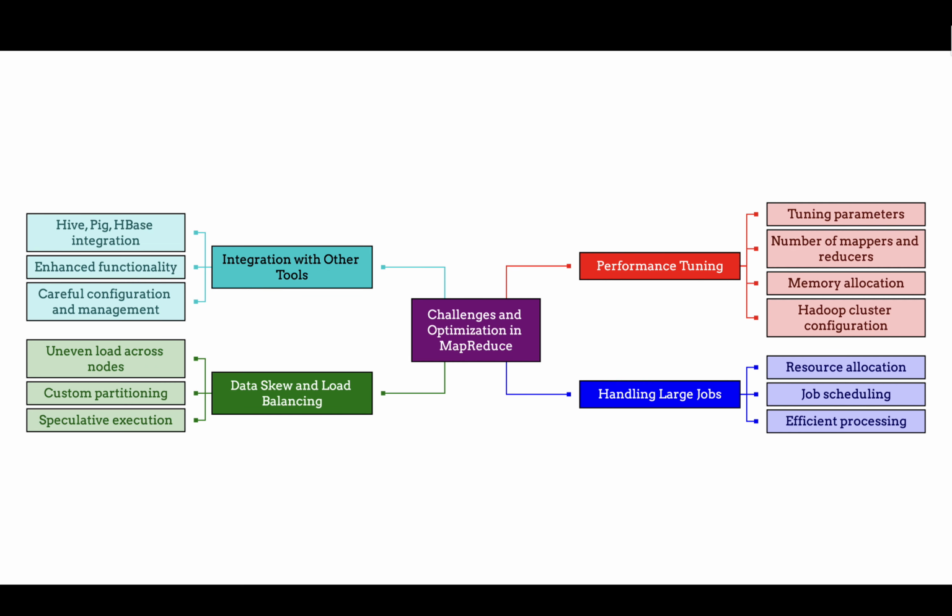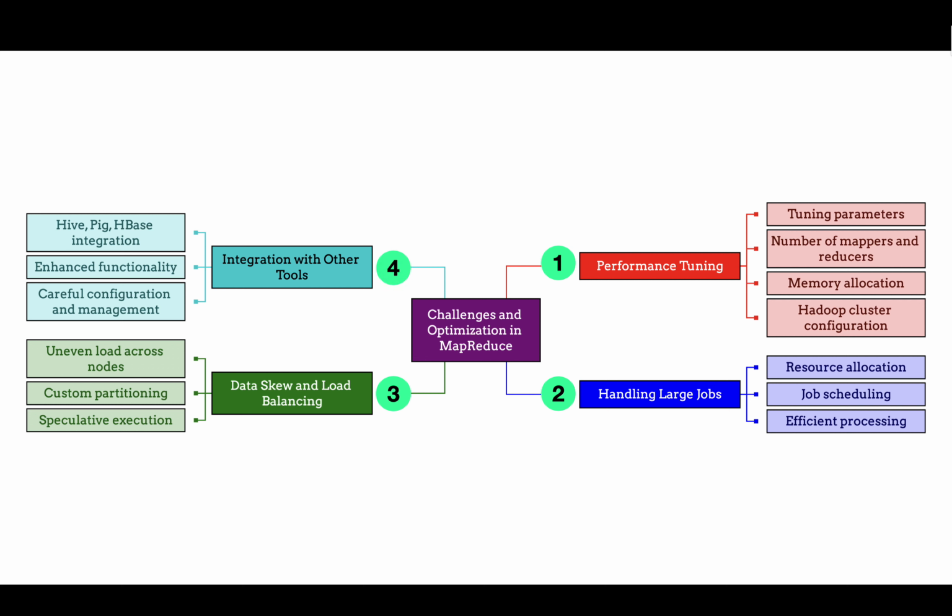Challenges and optimization in MapReduce. 1. Performance tuning. Optimizing performance involves tuning parameters like the number of mappers and reducers, memory allocation, and configuration of the Hadoop cluster. 2. Handling large jobs. Large MapReduce jobs may require careful planning in terms of resource allocation and job scheduling to ensure efficient processing. 3. Data skew and load balancing. Data skew can lead to uneven load across nodes. Techniques like custom partitioning and speculative execution can help balance the load.